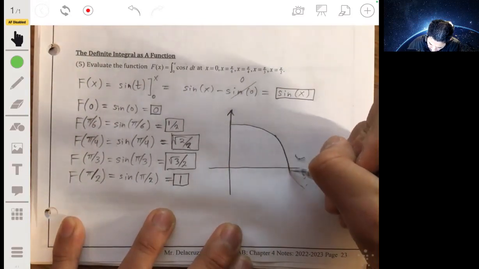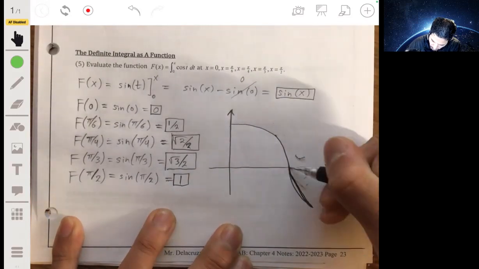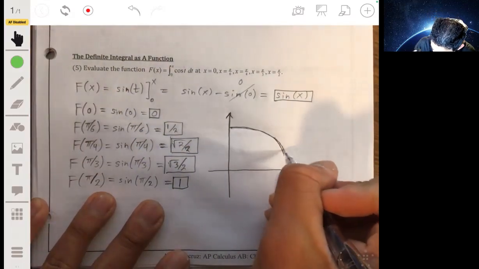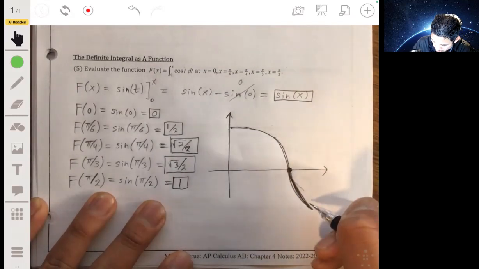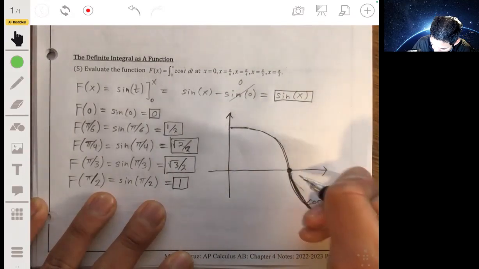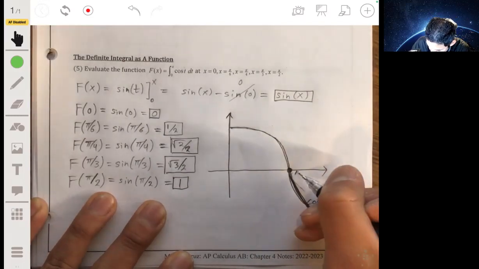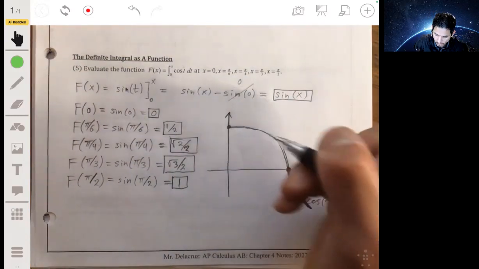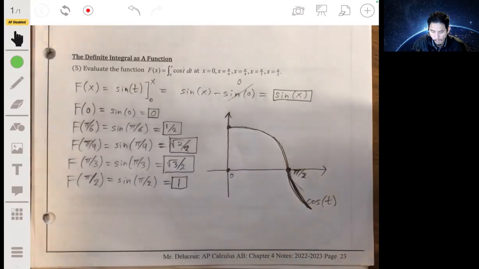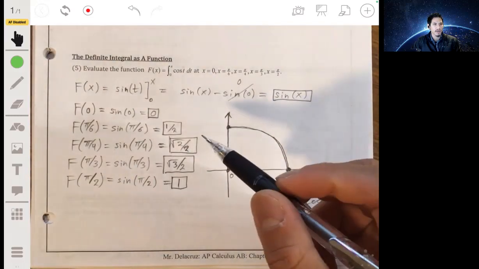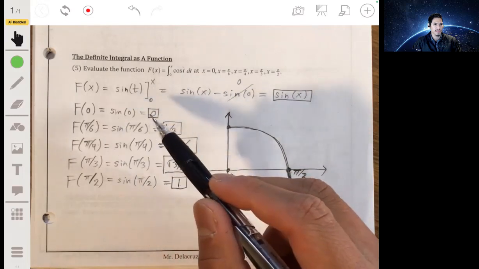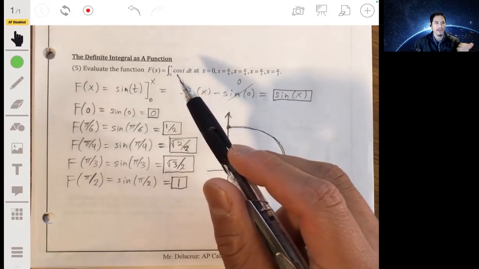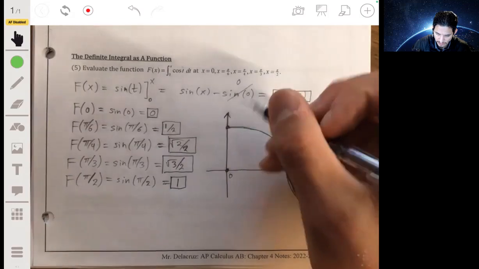Did my best, sort of. This is the cosine of t. And we're going up to pi over 2, so this will be pi over 2, and over here is 0. Now, what's going on here? Large F of 0 is the sine of 0, we get 0. So this is nothing because we're basically integrating from 0 to 0. So we don't have any area. It's nothing, so that makes sense.